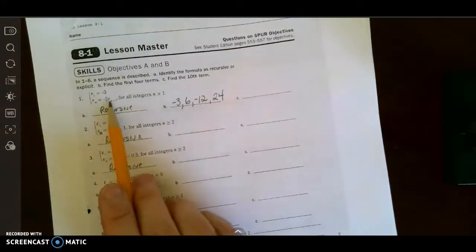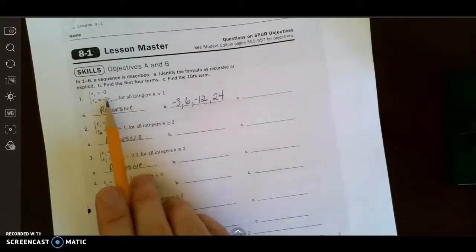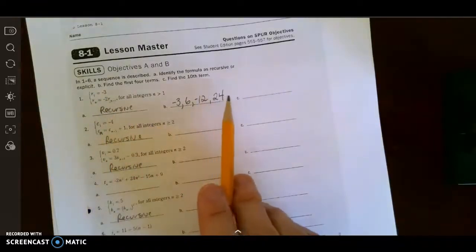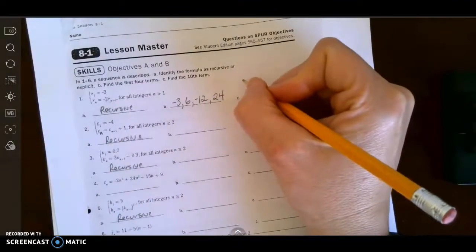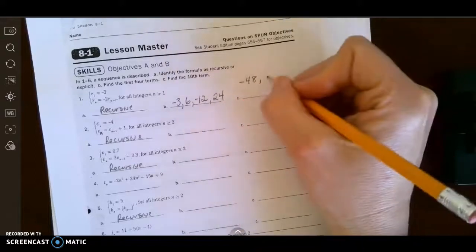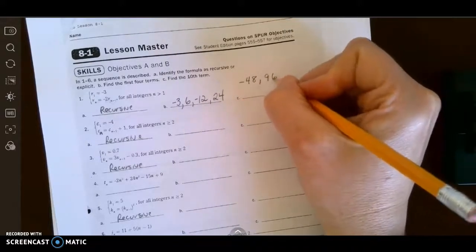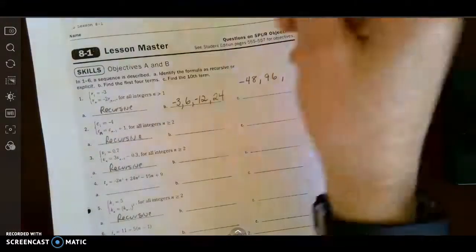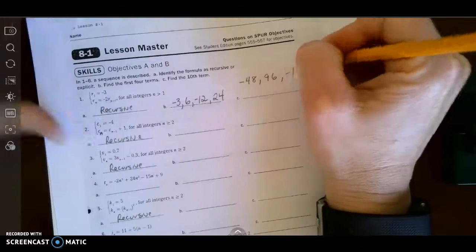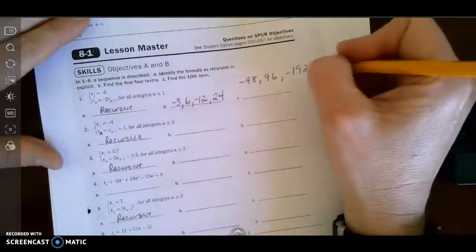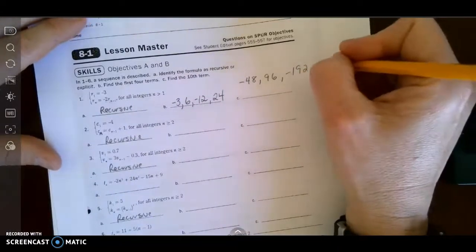Now, since this involves multiplying, I don't think I can just use this to figure out my explicit formula, not with what we've learned so far. So I'm going to just have to keep going. That's my 4th term. So my 5th term would be negative 48. And then I'd have positive 96. And then negative 192. I'm just using my calculator and times negative 2. And I get 384.